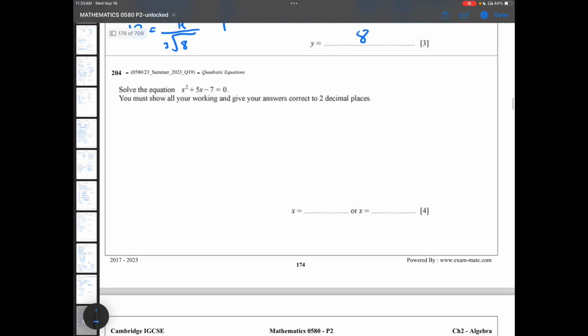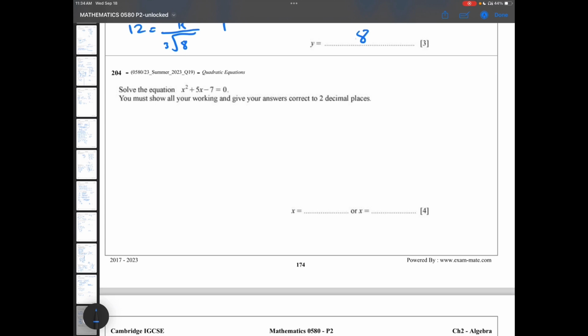Now in question number 204 it says solve the equation x squared plus 5x minus 7 is equal to 0. You must show all your working and give your answers correct to two decimal places. So we cannot solve this equation using middle term breaking, because I'm not able to break the middle term over here. The coefficient of x squared is 1 and the constant term is 7. If I multiply 1 with 7, I get 7. So I won't be able to make a factor pair of 7 in such a way that if I add or subtract them, I get 5x.